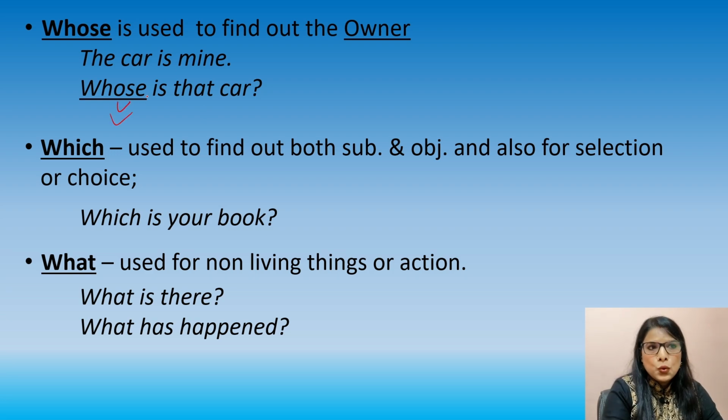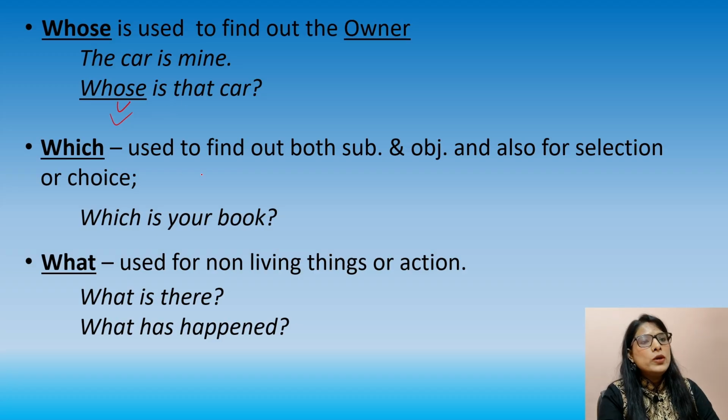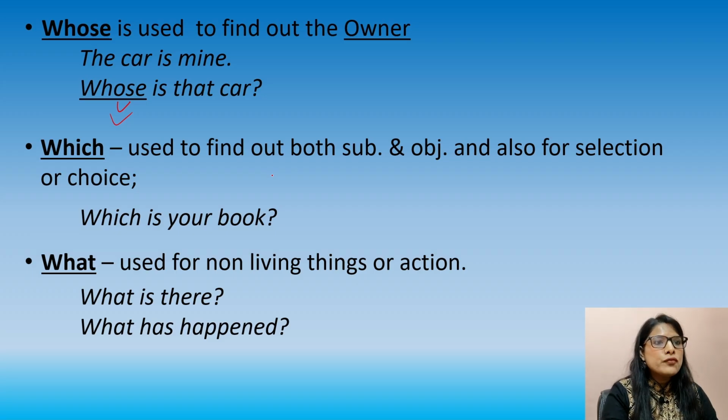तो here we use whose is that pen. Which is used to find both subject, which का हम दोनों चीजें में यूज कर लेते हैं. Subject as a subjective pronoun और an objective pronoun. और which का यूज हम करते हैं for the selection or choices. Specific होता है which का यूज. Specific कैसे होता है कि where you need to choose from the two things or more than two things. तो which is your book, तुम्हारी कौन सी बुक है ना.